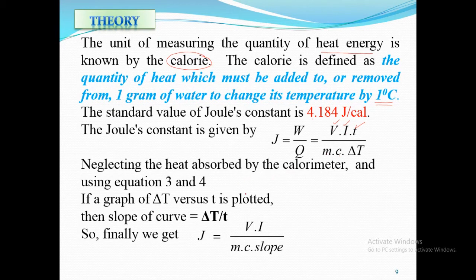If we draw a graph between this temperature T and this time, you will get a line like this one. You'll find the slope. And in this slope, M is the mass of the water, C is the specific heat capacity, V is the potential difference, I is the current.